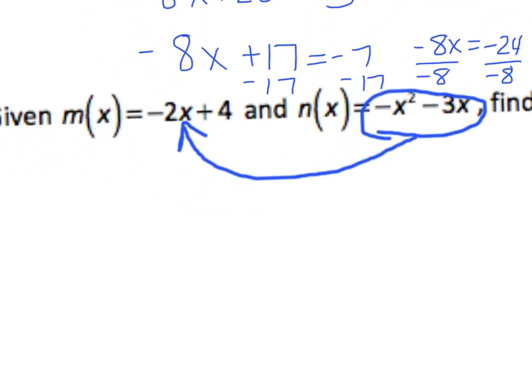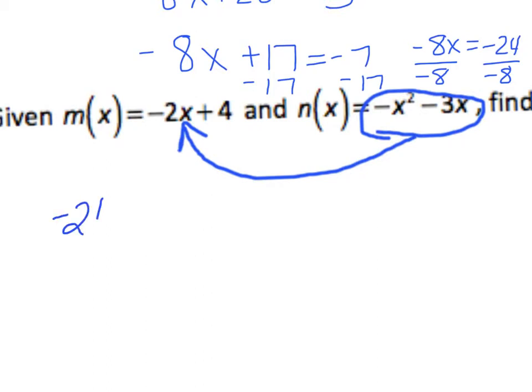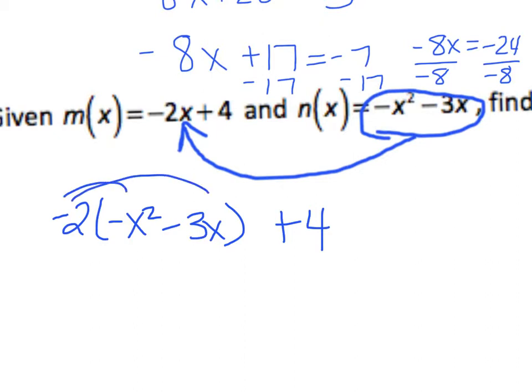So let's go ahead and simplify that function first. So I'll have negative 2 times negative x squared minus 3x, and now I'm going to remember the 4 this time. Okay, I'm going to simplify this and distribute the negative 2. So I'll have a positive 2x squared plus 6x plus 4.